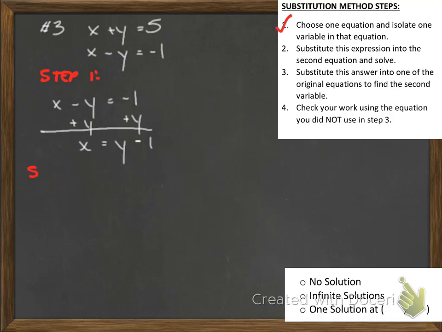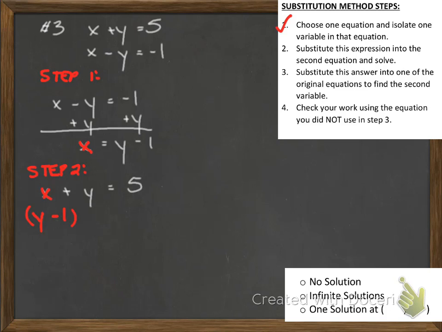Okay, so we've accomplished step 1. So now we need step 2. Remember, step 2 is to substitute this expression here, y minus 1, into the other equation anywhere we see x. So the other equation is x plus y equals 5. So again, wherever I see x, I'm not going to write x anymore. I'm going to write y minus 1.